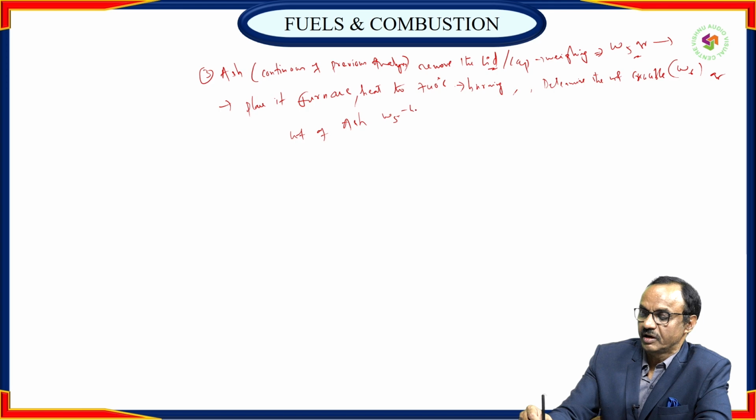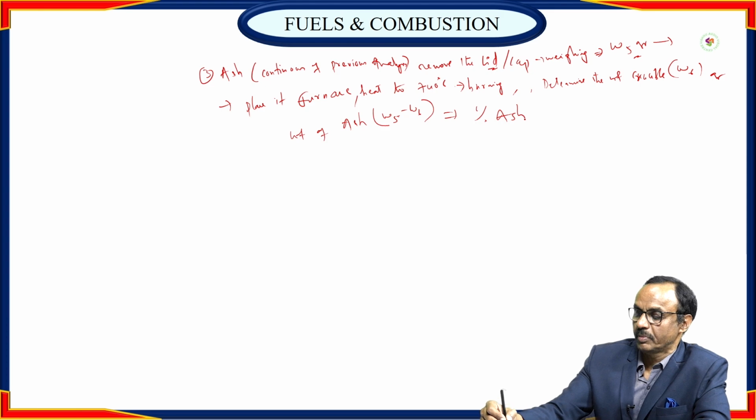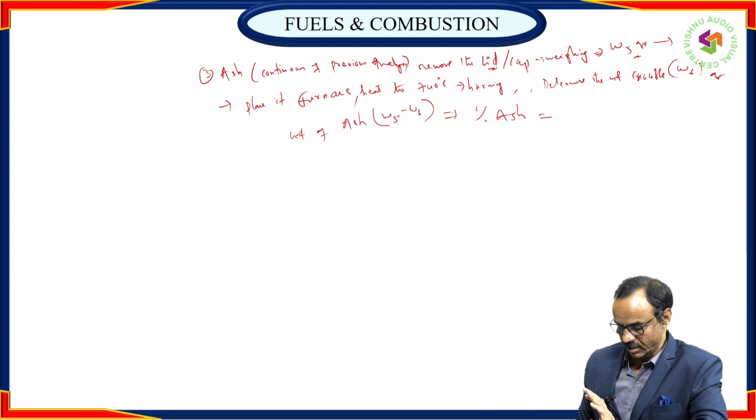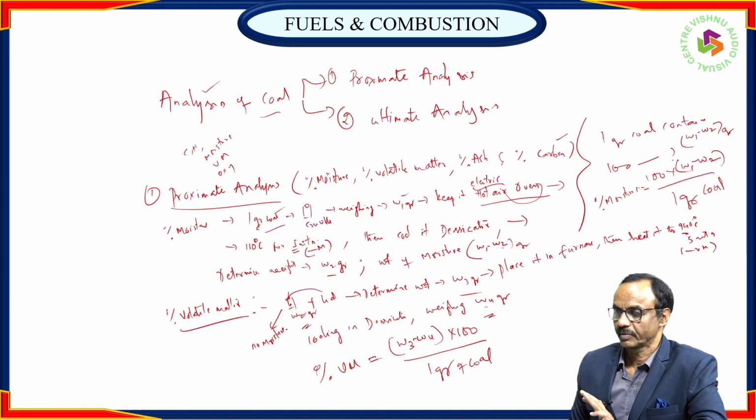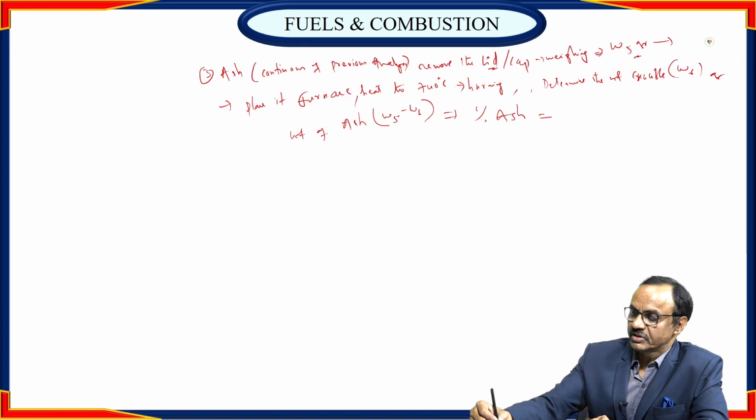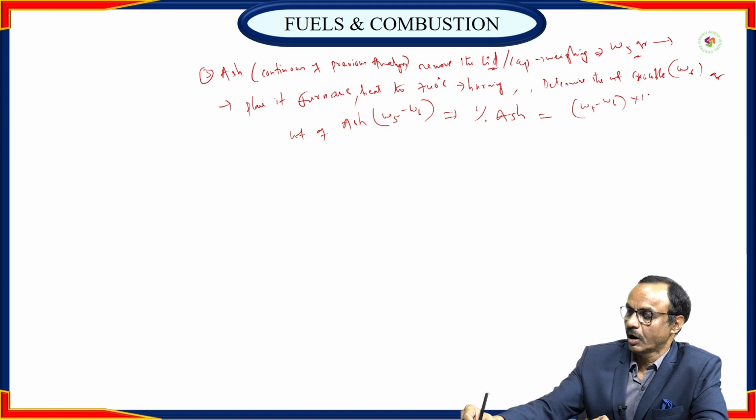Double 5 minus double 6. Percentage of ash is equal to, calculate same as you did previously, like this: percentage of ash is equal to double 5 minus double 6, into 100, divided by the initial weight of coal taken, 1 gram.